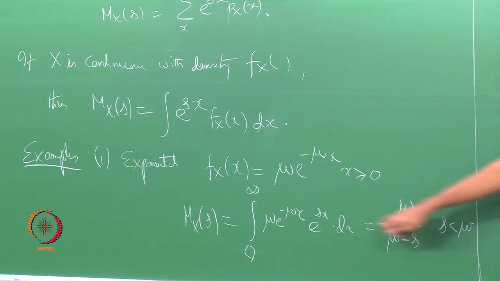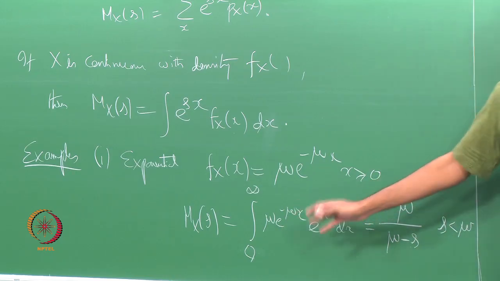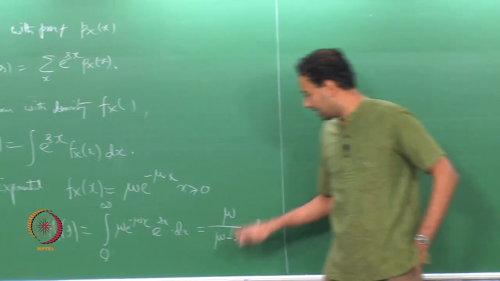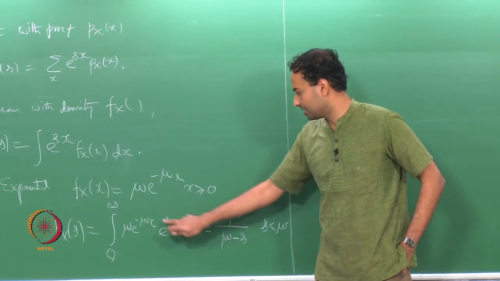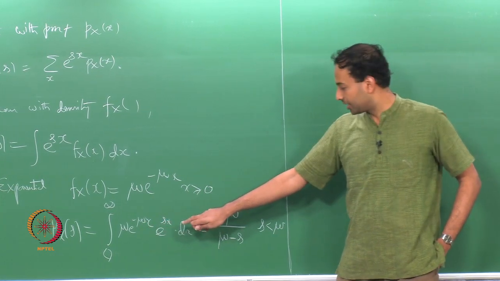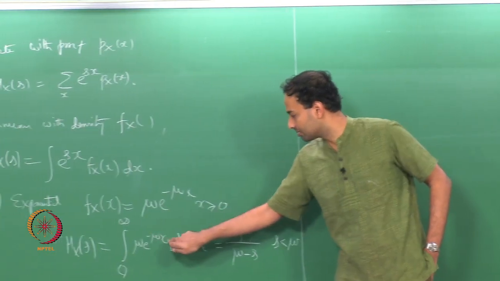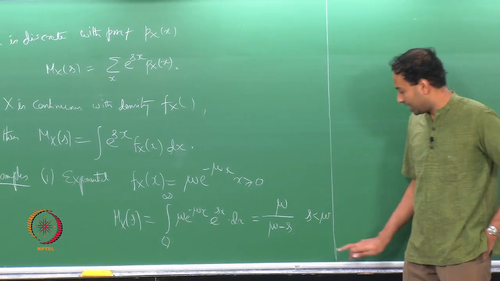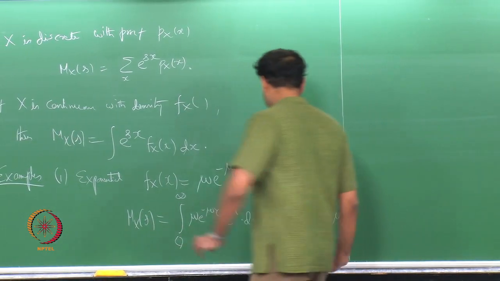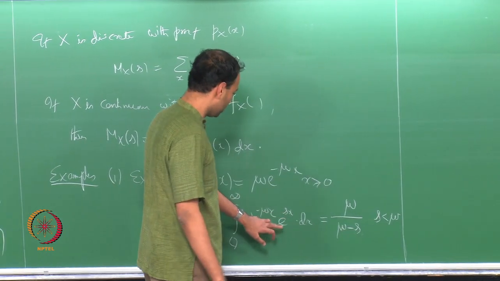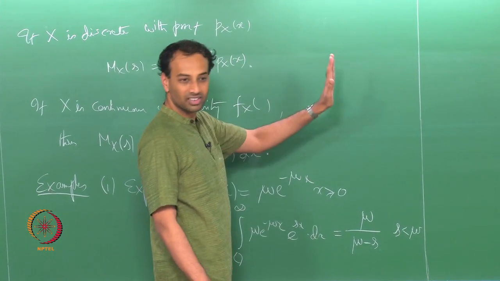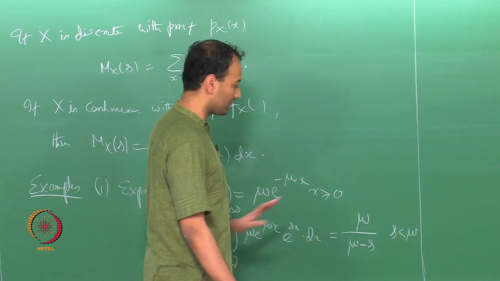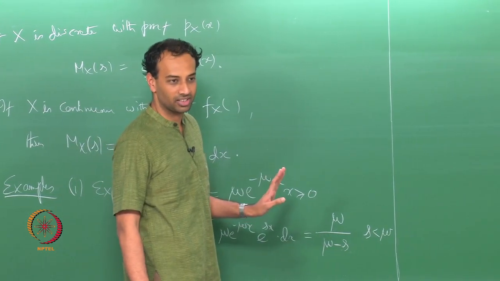For now, we are treating s as a real number. So we just do this integral, and if s is less than mu, you simplify and get this. But if s were bigger than mu, e^(s x) grows faster than e^(-mu x), so you will get infinity. In that case, the moment generating function is plus infinity.